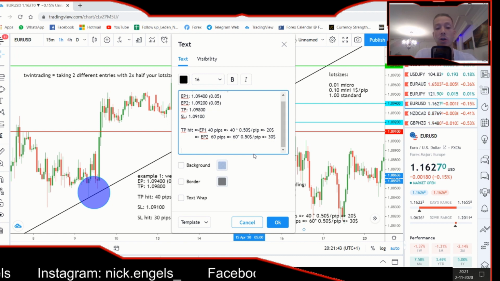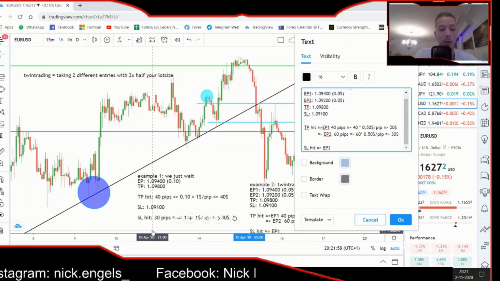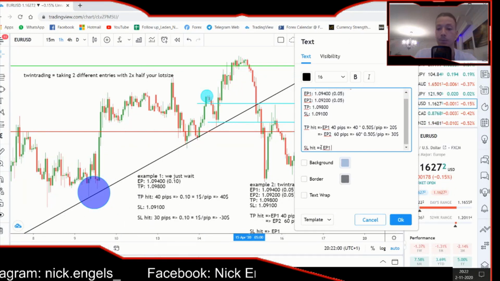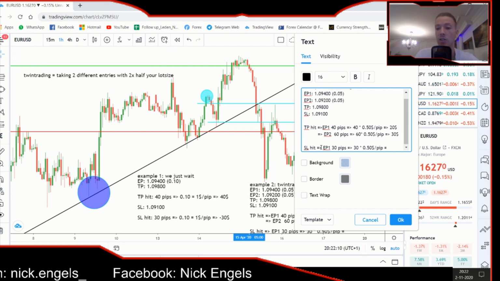Imagine our situation goes wrong and we were not right, we were actually wrong, then the stop loss will get hit. What happens then? Both entries will have a stop loss. For entry point 1, this will be exactly the same as our first example, so 30 pips, right? 30 times 50 cents a pip actually equals 15 bucks, right? 15 bucks.